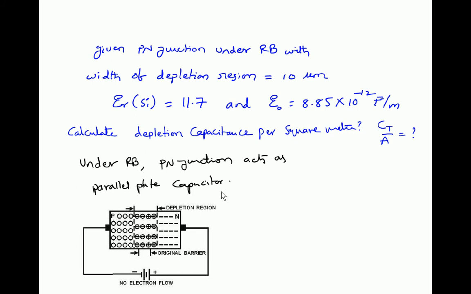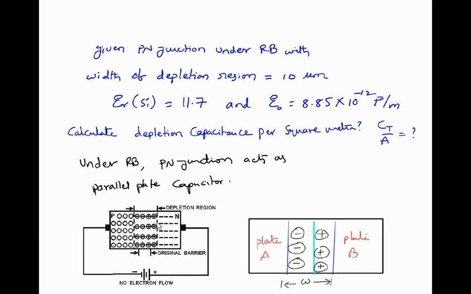This depletion region acts as a dielectric material between two parallel plates, with the P side acting as one parallel plate and the N side with electrons acting as the second parallel plate. In between is the dielectric material, which is the depletion region, where no mobile charge carriers are present. Only positive ions on the N side and negative ions on the P side near the junction are present. So it acts as a parallel plate capacitor under reverse bias.